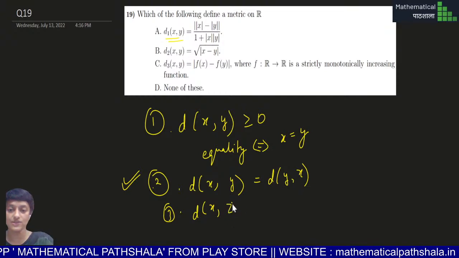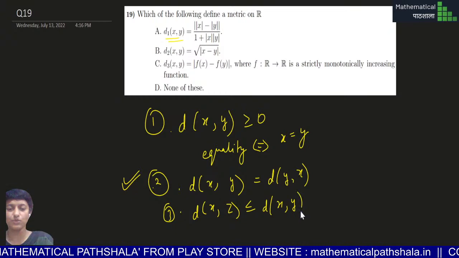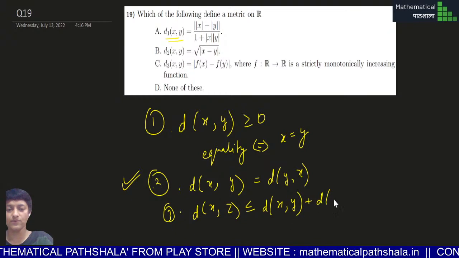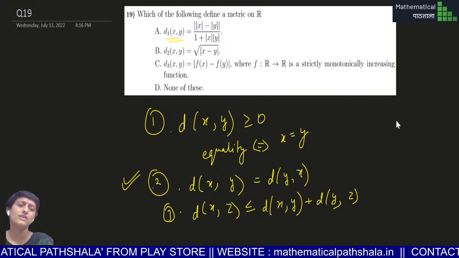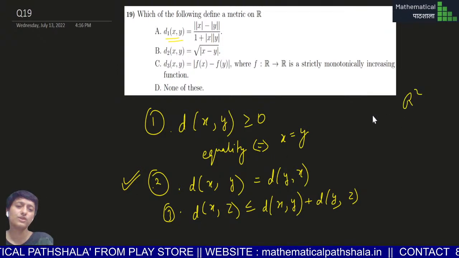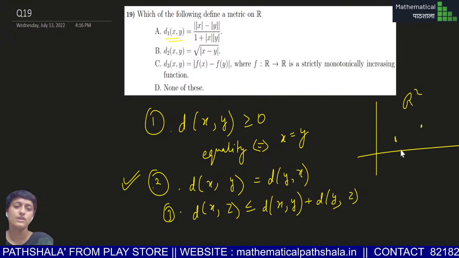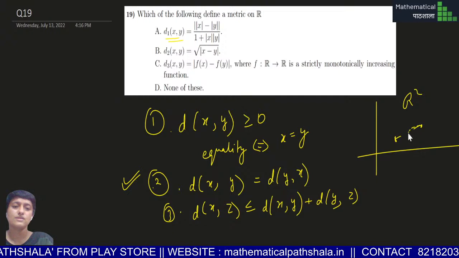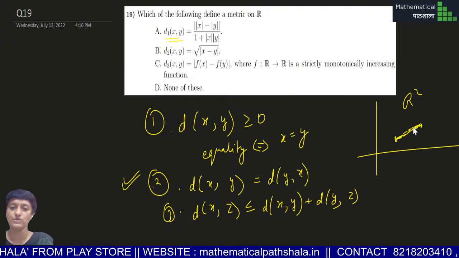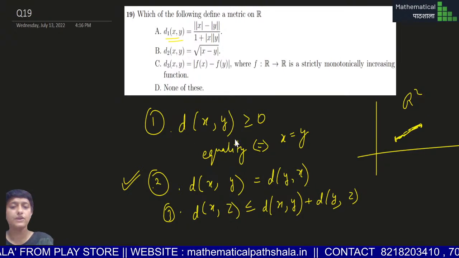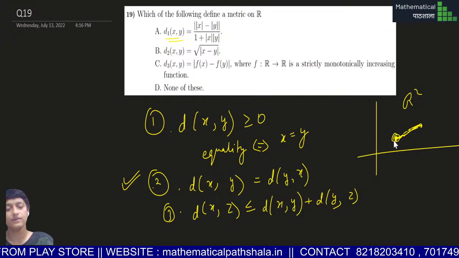d, the distance between x and z, is less than or equal to the distance between x and some point y plus the distance between that point y and z. And this you can see just from our R2 distance function. If you take x point here, y point here, then the distance will always be greater than or equal to 0. Displacement, you can say, greater than or equal to 0. And it will be equal to 0 if x and y both points just coincide here only.